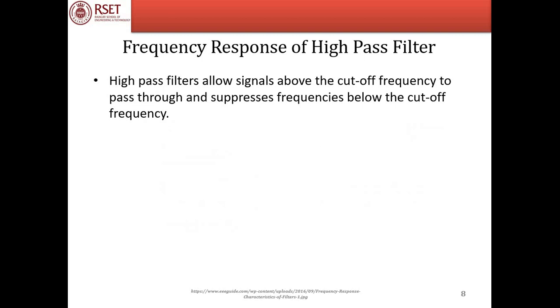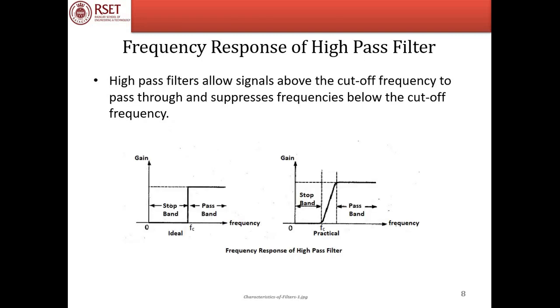As in the case of low pass filter, let us study the frequency response of high pass filter. We can see that for frequencies lesser than the cutoff frequency, there is no gain, or it is the stop band, and for frequencies greater than the cutoff frequency, we have got a gain. The region where there is a gain or there is a signal passed is called the pass band, and the region where there is no gain is called the stop band.